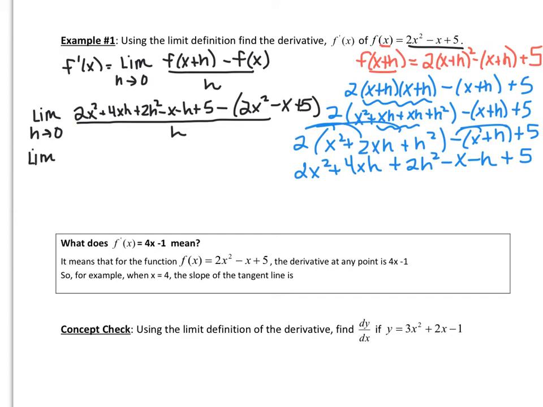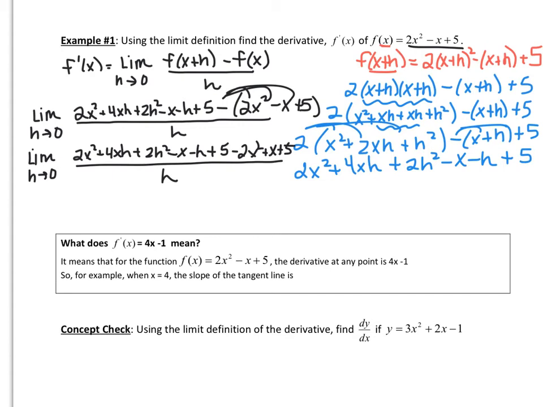So we're going to take the limit as h approaches 0 of 2x squared plus 4xh plus 2h squared minus x minus h plus 5, and we're going to distribute, minus (2x squared minus x plus 5) all over h. Alright, now the fun part. I can cross off a 2x squared with a negative 2x squared, a negative x with an x. This should be a minus 5, so I can cross off plus 5 and minus 5.